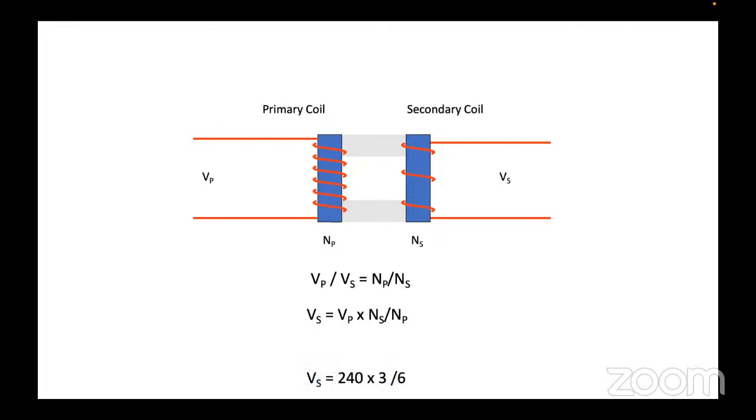So, in this case, we have 3 coils in the secondary and 6 coils in the primary. And if the voltage applied is 240 volts, then the voltage in the secondary will be 240 into half. So it'll be 120 volts. So it is half. So this is a step down transformer again.